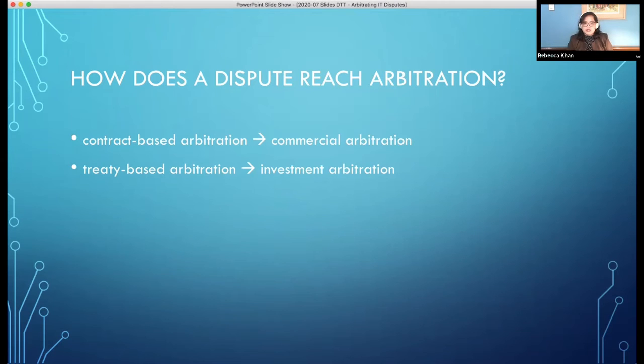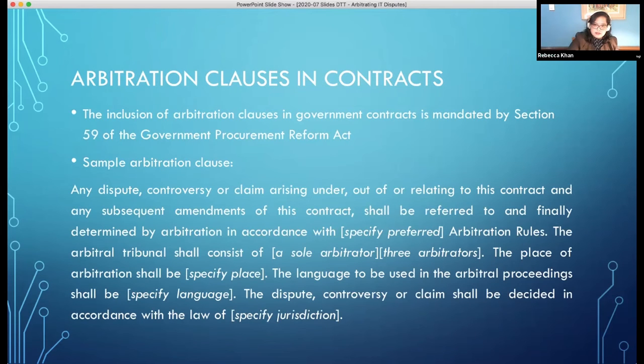So let's take a closer look at how contract-based arbitrations are initiated. For that, we're going to look at arbitration clauses. I'm going to my slide on arbitration clauses. As I've mentioned earlier, the inclusion of arbitration clauses in the contract is mandated by Section 59 of the Government Procurement Reform Act. Here I've provided a sample arbitration clause. Let's take some time to read it together. This is a sample with the basic elements in there. So a sample arbitration clause might look like this.